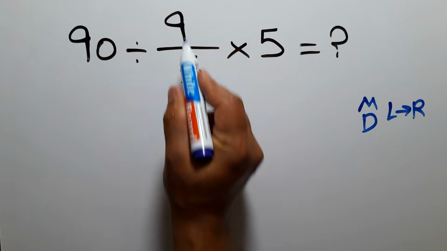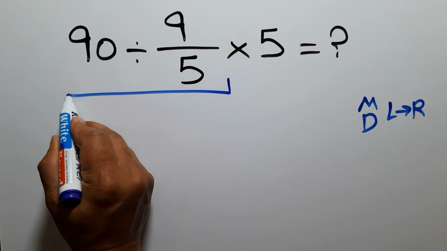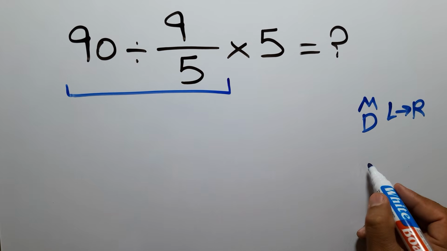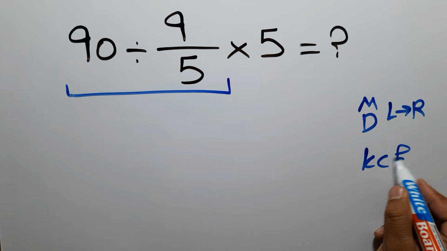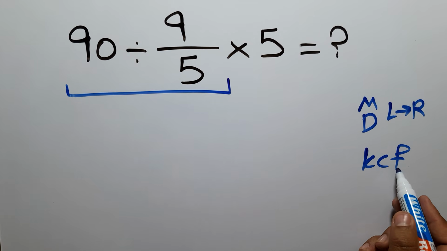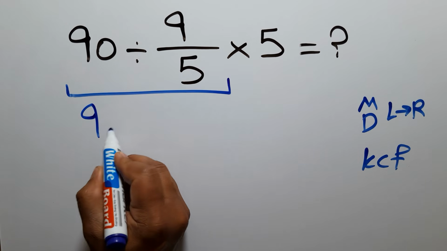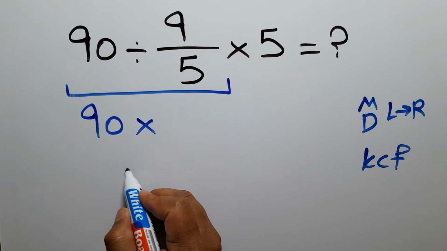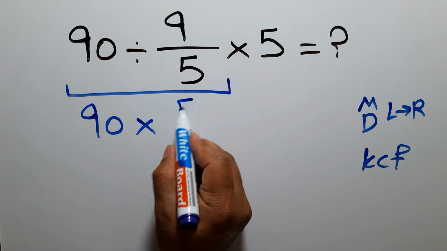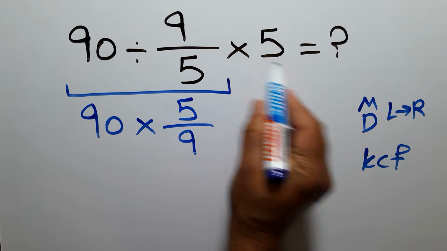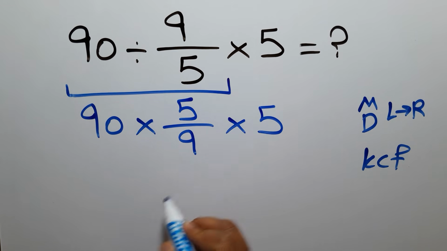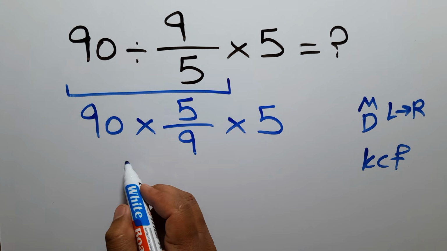90 divided by 9 over 5. Okay? According to the KCF rule, K stands for keep, C stands for change, and F stands for flip. We can write keep the first fraction, change division to multiplication, and flip the second fraction. Then times 5. Okay? First we do this multiplication.